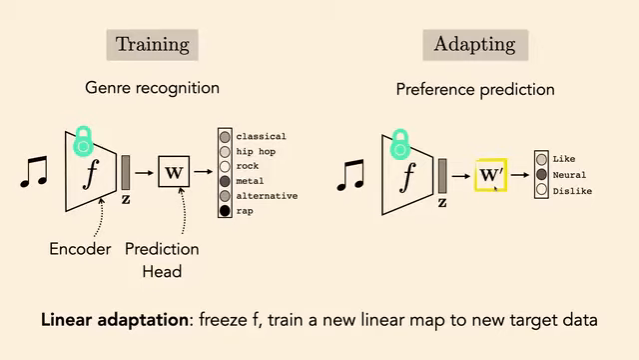OK, so we're not going to retrain from scratch. We're going to initialize our network with the pre-trained representation. And in this case, we might just freeze that pre-trained representation, no longer update it, and just learn a linear mapping onto our new prediction problem.